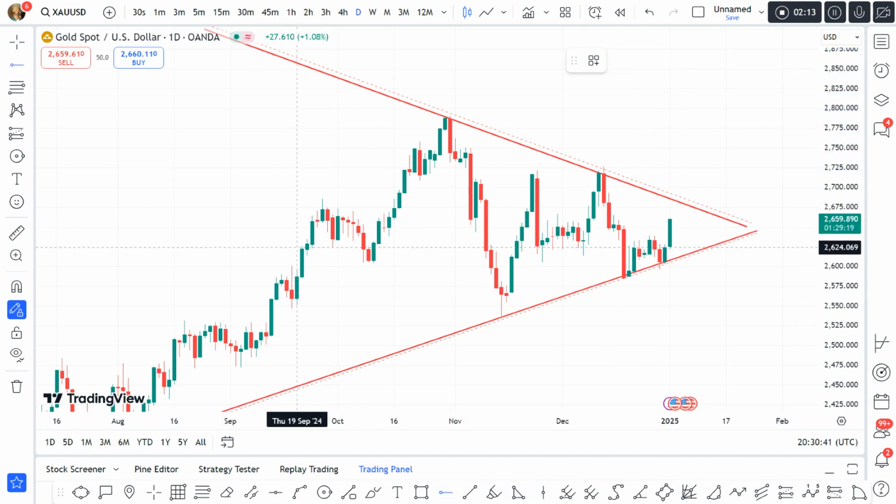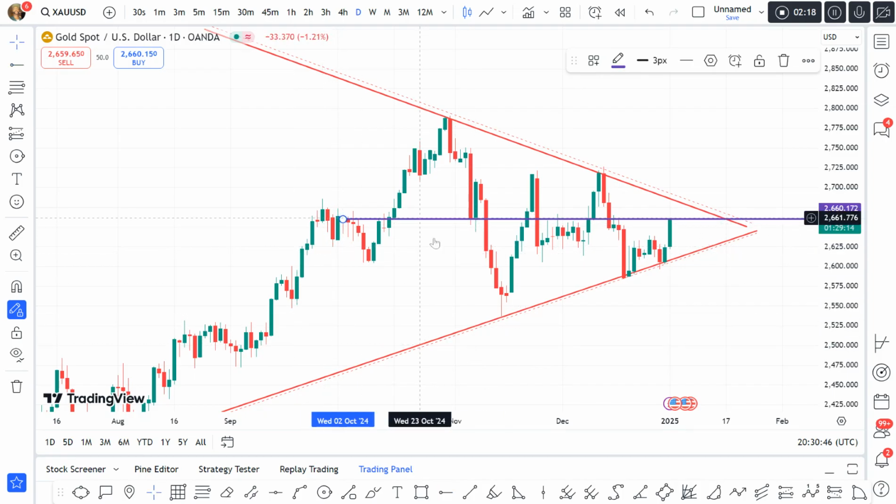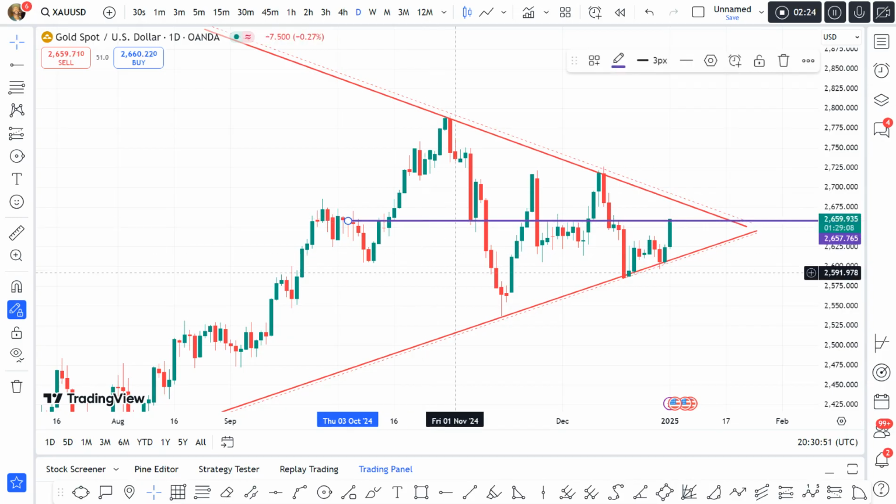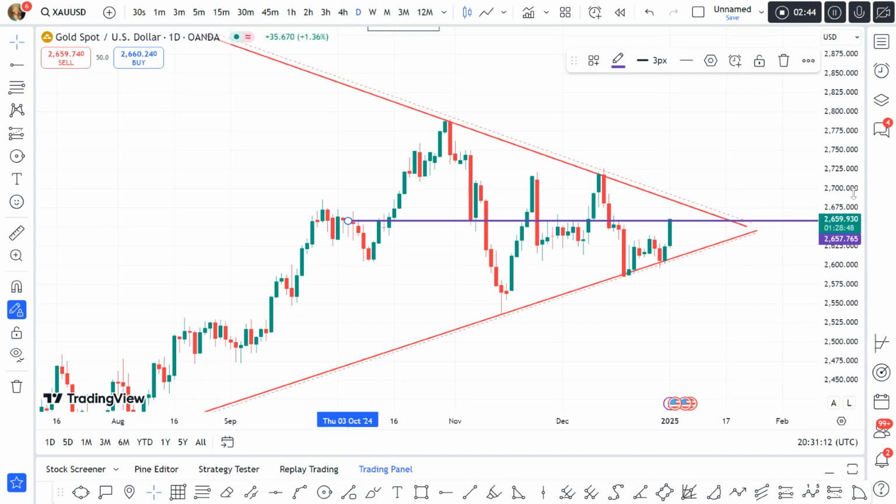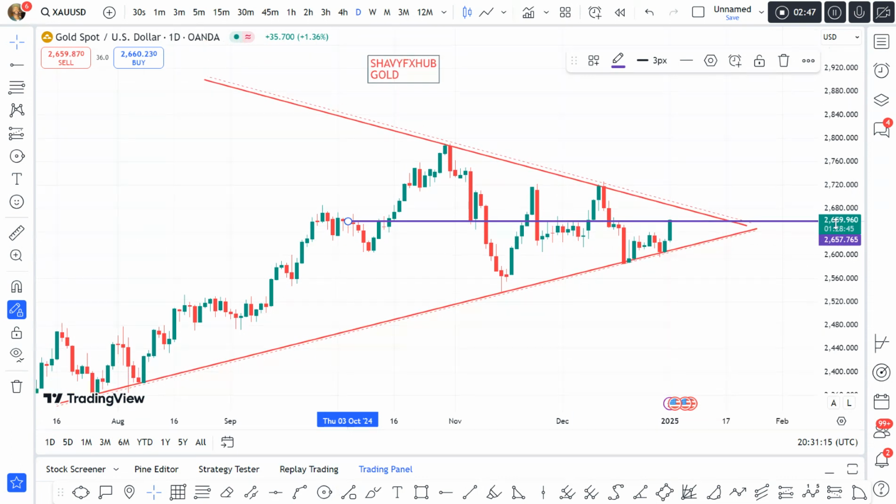Now we have a daily rejection at 2662, 2660, and that rejection will be respected. What we see that is going to happen as the market opens is there's going to be a correction.